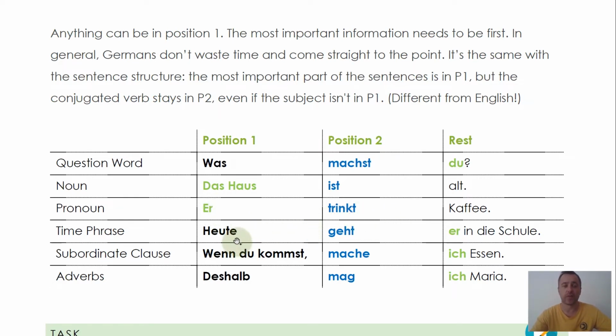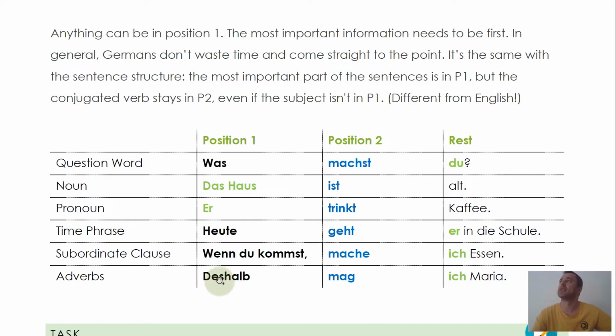Also, we can put anything time related there. So any word that describes the time. Heute geht er in die Schule. Today, in English, you would have to put a comma here. Today, he goes to school. In German, heute geht er in die Schule. So today goes he into school, word by word, the translation here. Because the verb stays in second position.